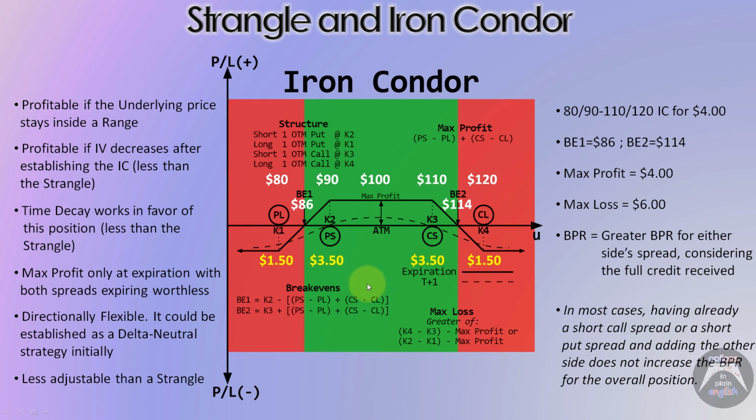So now we're going to go to the platform and we're going to take a look at some examples with real data so that you can see this in action and you can get a feel for what a strangle and an iron condor are.